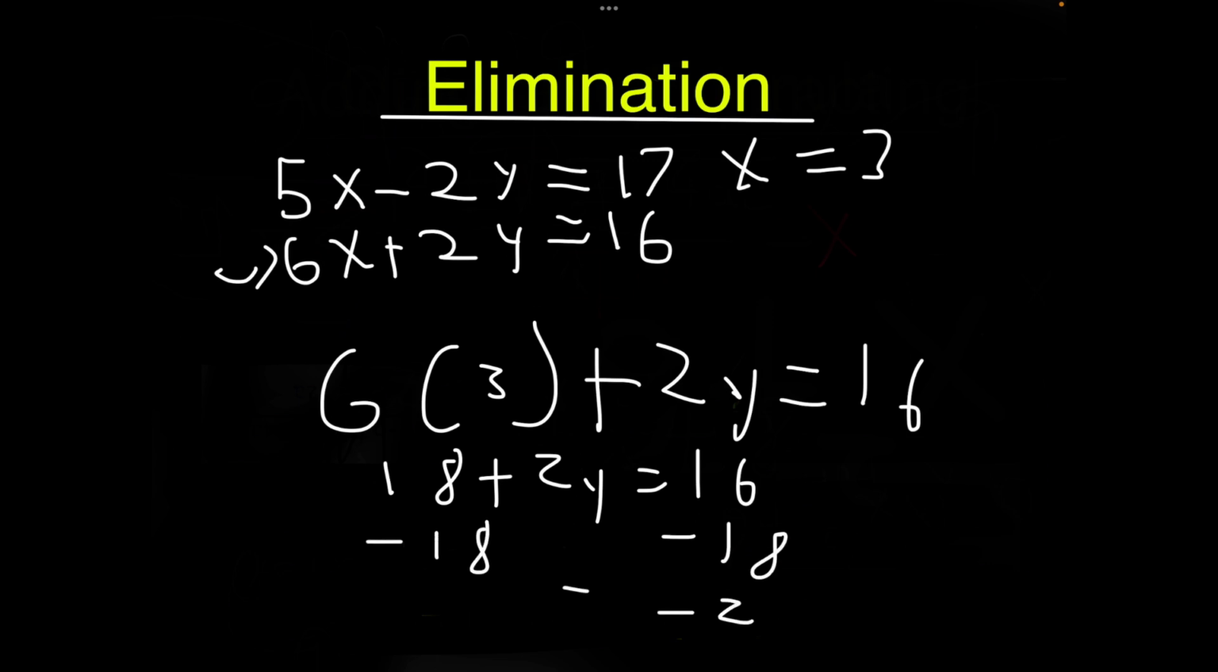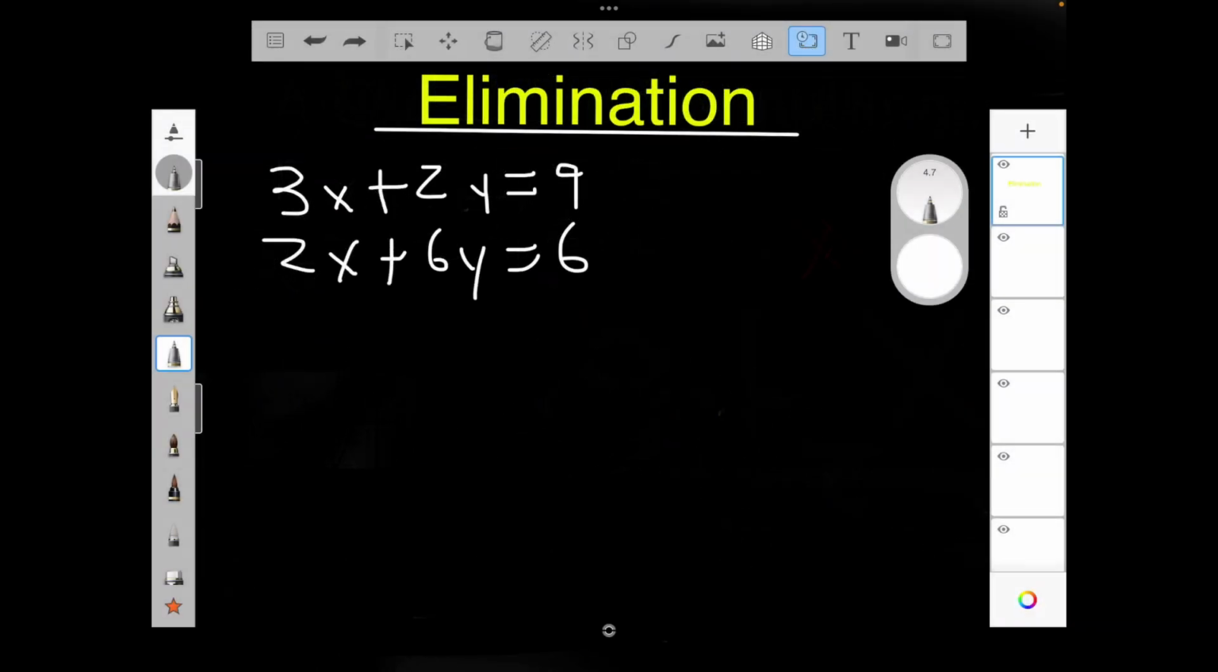And if we take this here, we move this to isolate the y. That's negative 2 equals 2y. So negative 2 divided by 2 is negative 1. So the y equals negative 1. So let's do another example.